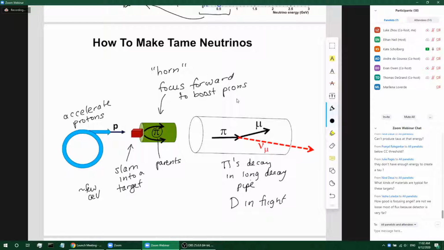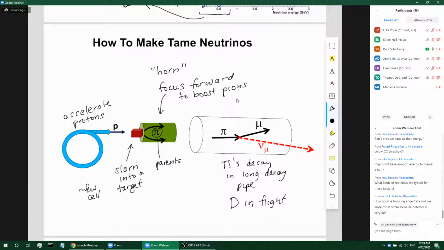How good is the focusing angle? Do we not lose most of the flux with the detectors very far? That is absolutely right. We do lose a lot of flux. You want to focus it as well as possible. And that is actually kind of the whole life of people who design the beams, is to try to design the magnetic horns and the beam pipe geometry and everything to optimize the amount of neutrinos at a far destination, and also lose as little as possible. Also, you want to get the right energy, and that's actually not that easy.